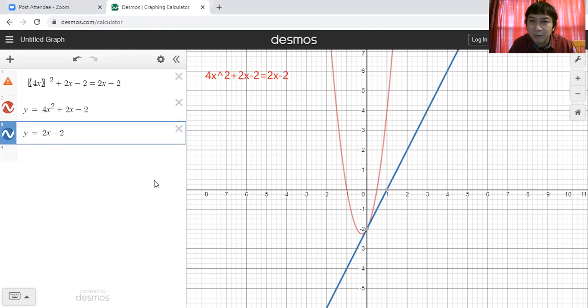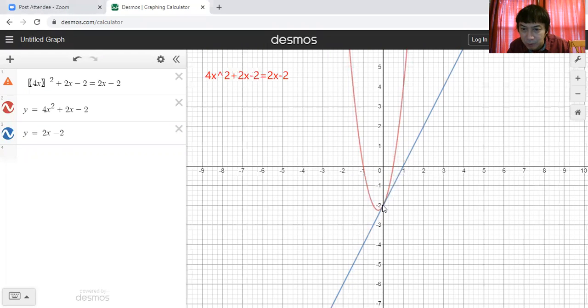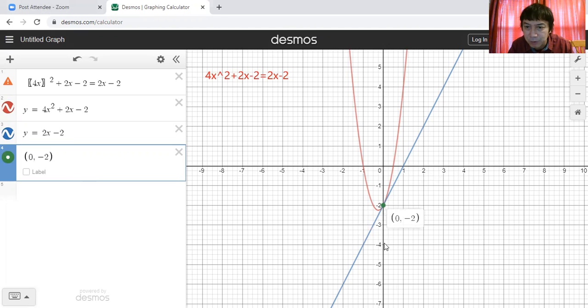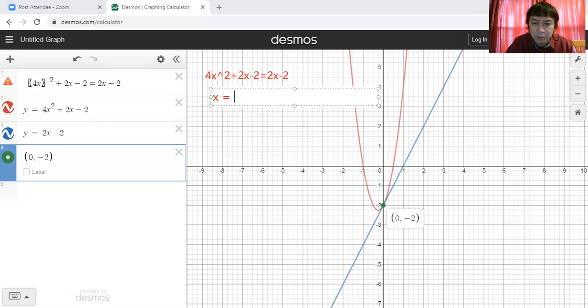There, and we have two graphs intersecting at this point. And that looks like (0, -2). So by inspection, we were able to check that answer (0, -2). So we have the point on the screen, (0, -2). We're after the x only. So x is equal to 0. Our answer is x equal to 0.